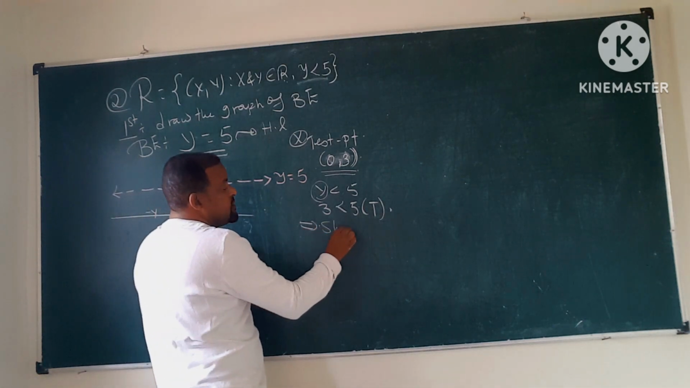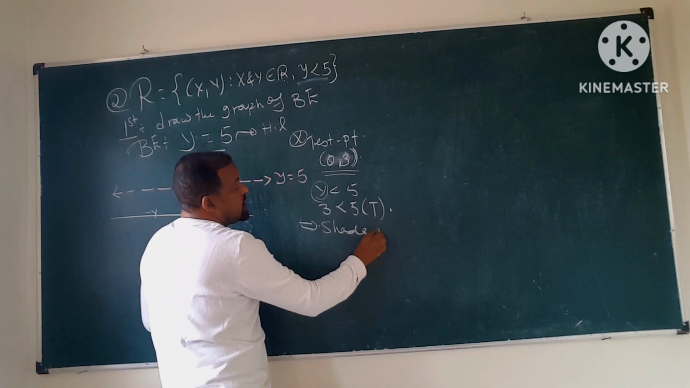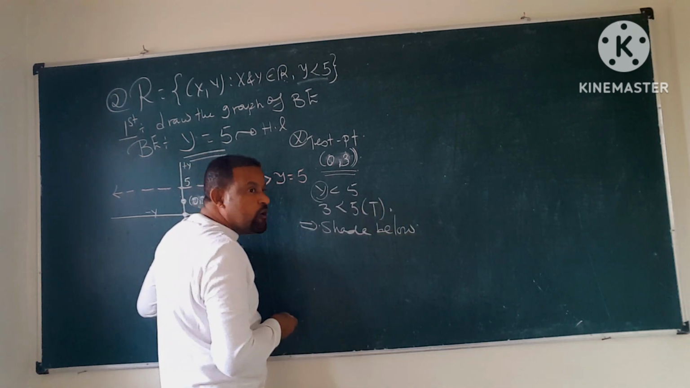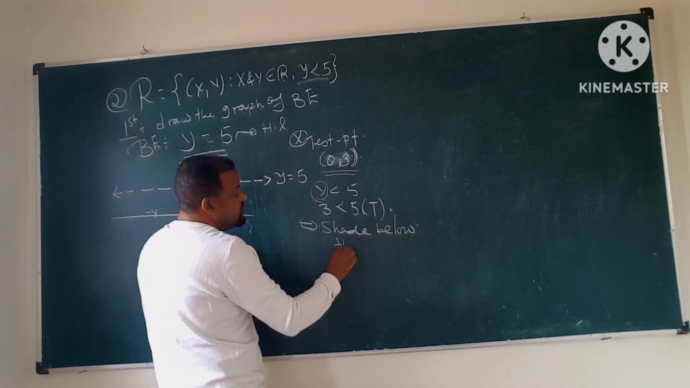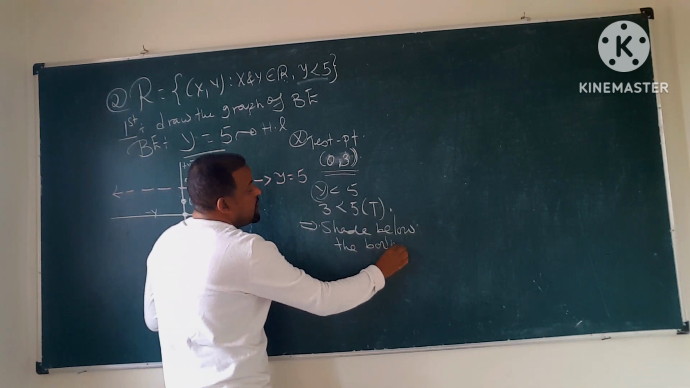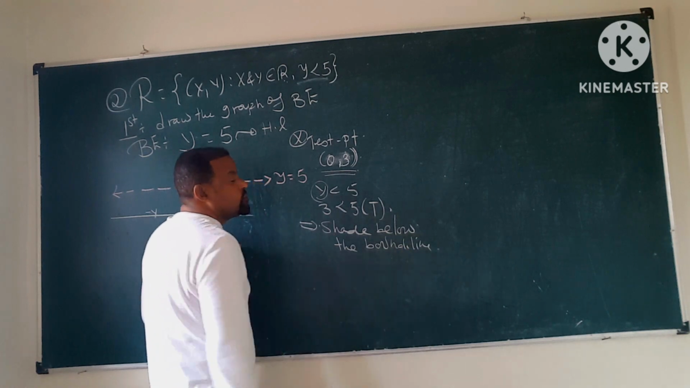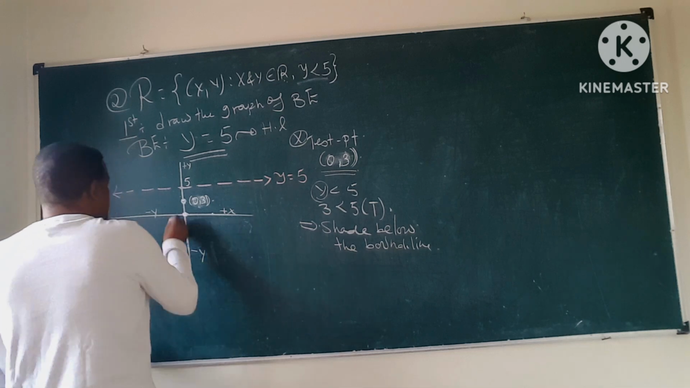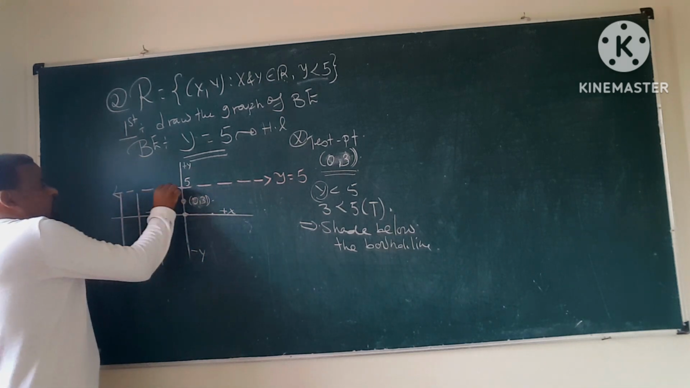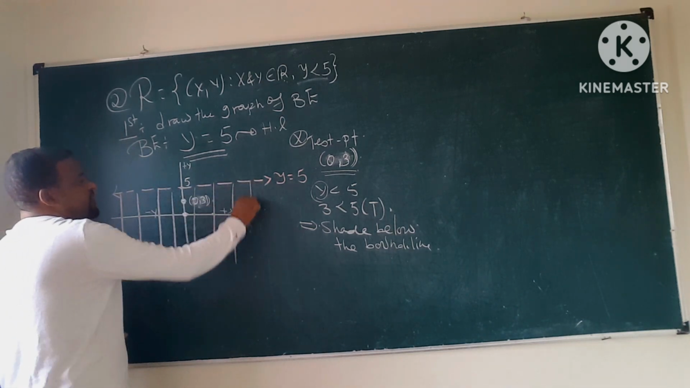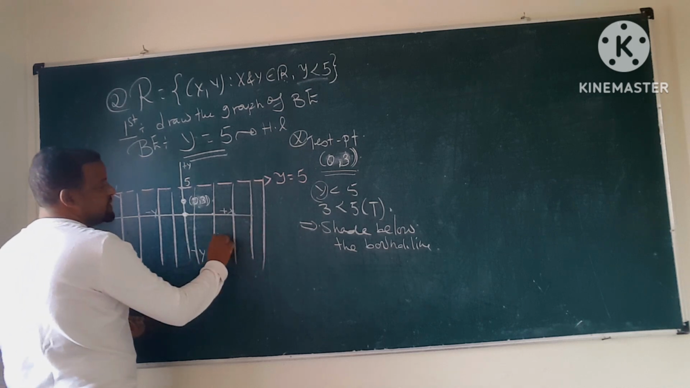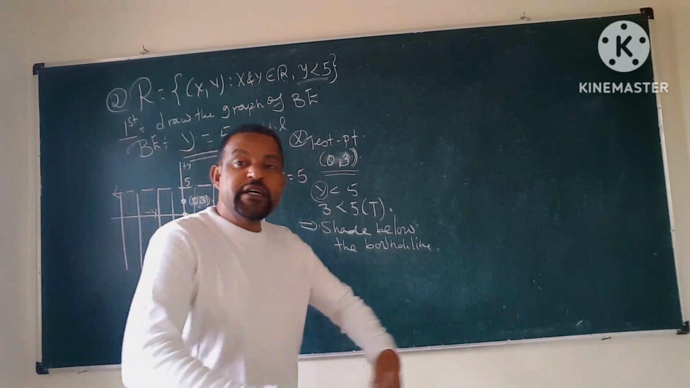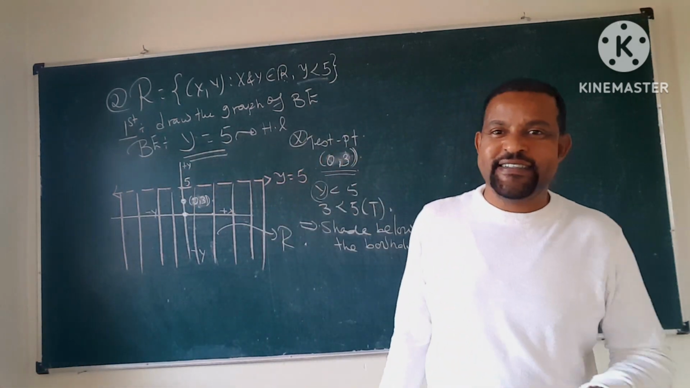So we shade below the graph, the region below the boundary line. We shade downward, like this. This is our relation. Along the way, let's also find the domain and range.